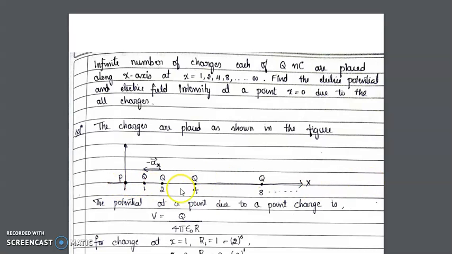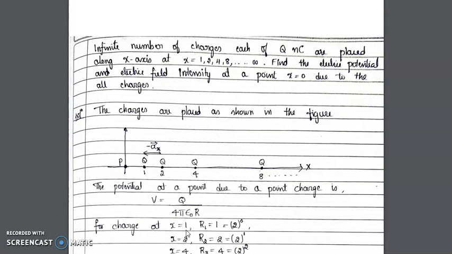If we mark on the x-axis, you will get it like this: q1, q2, q3, up to q infinity. At point P, I have to find the potential due to all these charges. We know the expression for potential is V is equal to Q by 4 pi epsilon naught into R.